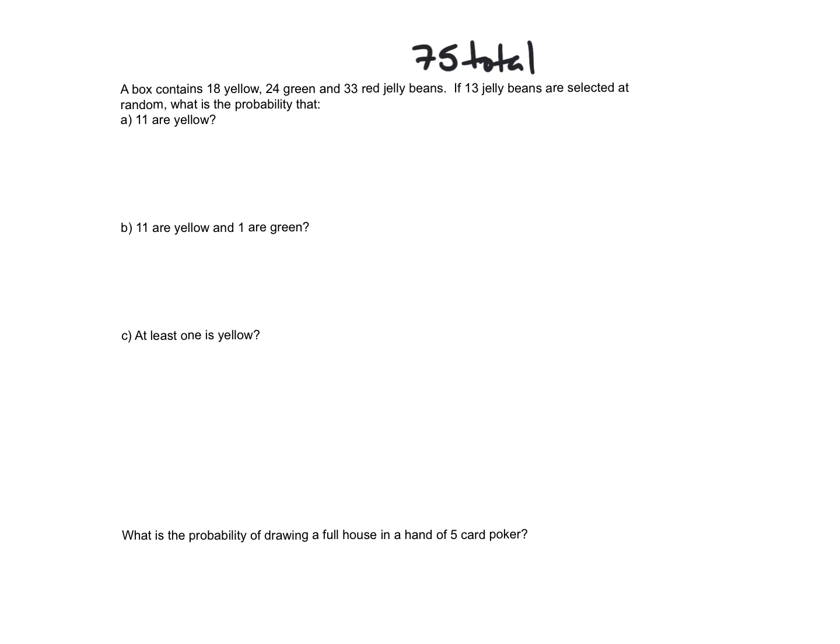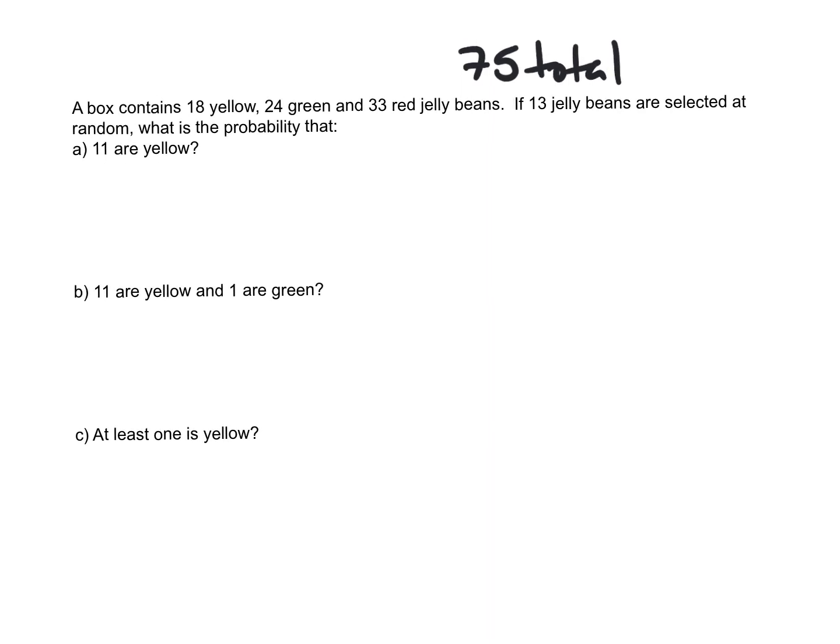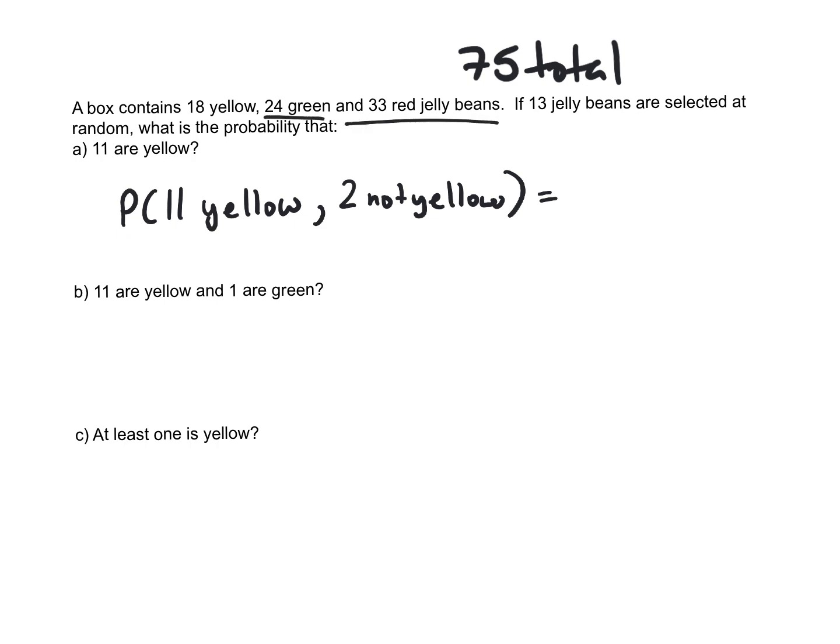Our first probability asks, what's the probability that 11 are yellow, not all 13, obviously. So we want 11 yellow, and since we're picking 13, we can say 2 are not yellow. This is essentially what we're looking for. It's very similar to the fastener problem that we just did. The only difference is that not yellow can be 2 things: not yellow can be green or red.